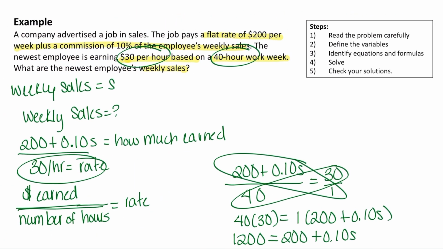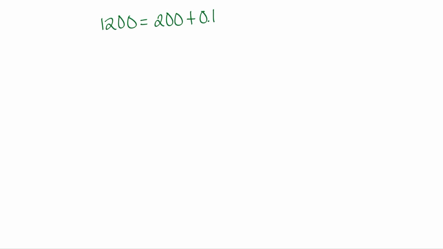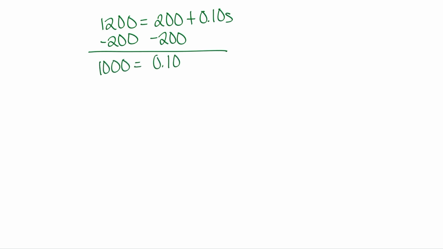So let's go ahead and solve this problem. 1200 equals 200 plus 0.1 S. We're going to subtract 200 from both sides. And when we do that, we get 1000 equals 0.1 S. Then divide both sides by 0.1. And when we do that, we get 1000 divided by 0.1. So that gives us 10,000. And that equals the value of S. So we have 10,000 equals S.